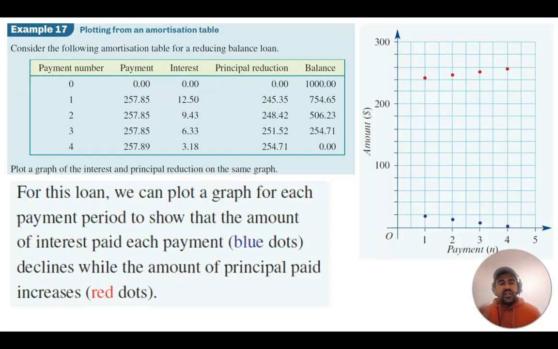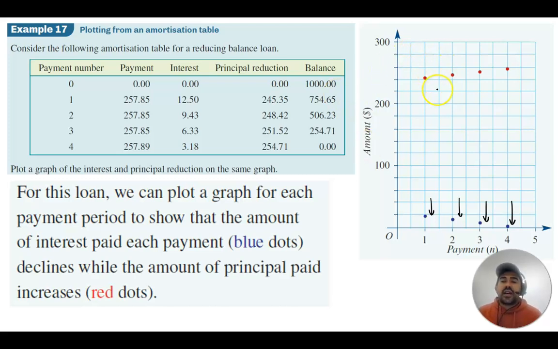The last example is just looking into plotting the amortization table with the interest and the principal reduction on the same graph. Now, this is taken straight from the textbook. The blue dots are the amount of interest that's owing. We expect that if we have a loan of some sort, the interest amount, as the payments keep going, will go down because you're owing less interest each time you pay down the principal.